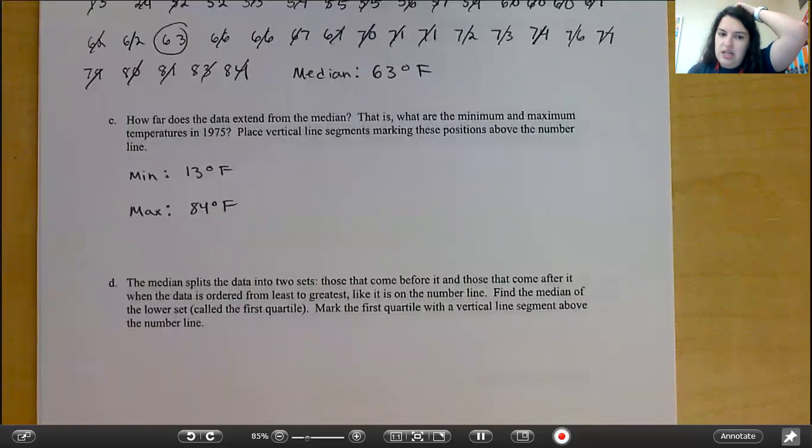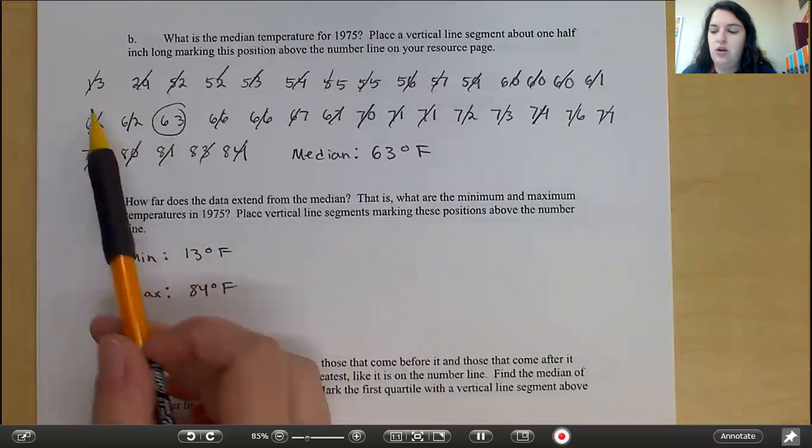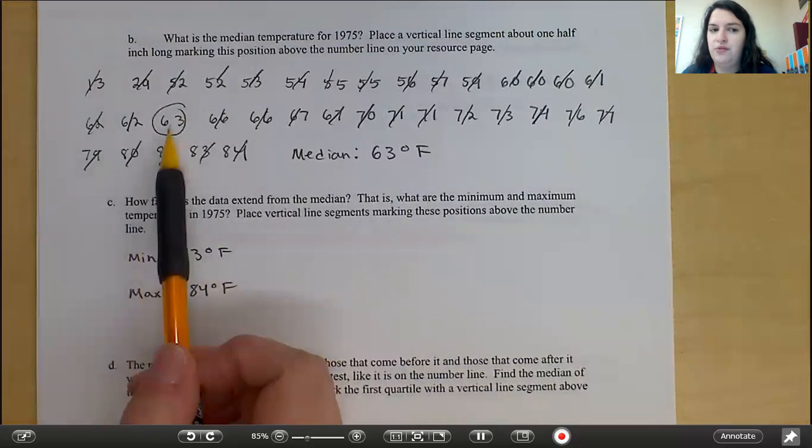D says, the median splits the data into 2 sets, those that come before it and those that come after it when the data is ordered from least to greatest, like it is on the number line. Find the median of the lower set, called the first quartile. Mark the first quartile with a vertical line segment above the number line. So the first quartile is 13 all the way up to 62. It's everything before the median.